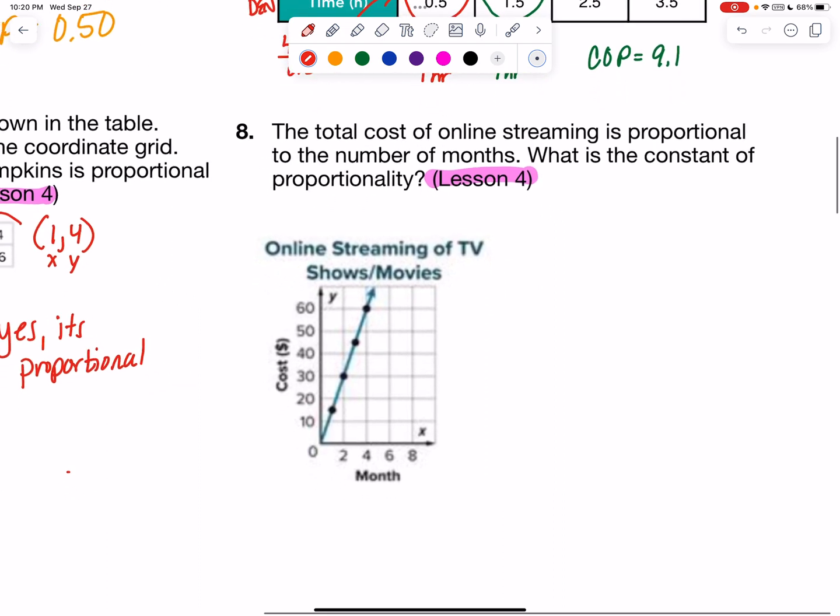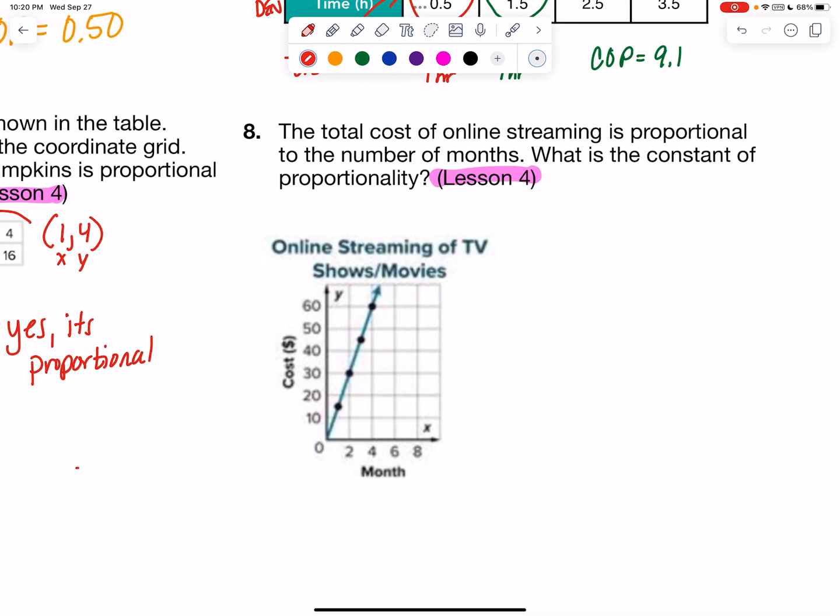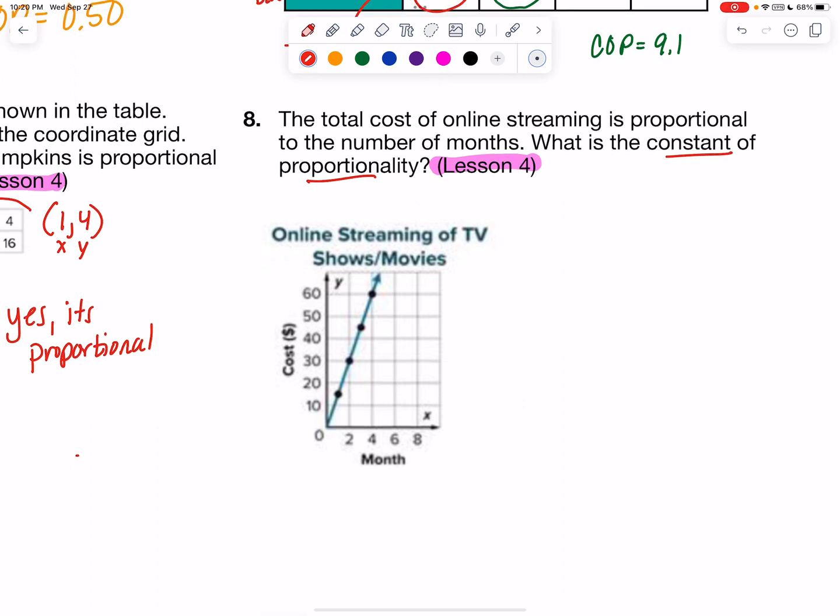All right, number 8. The total cost of online streaming is proportional to the number of months. So they're already telling us it's proportional. The question is, what is the COP? Okay, so we know COP. How do we find COP? Well, we look at the unit rate, and the top of a unit rate tells us the COP.